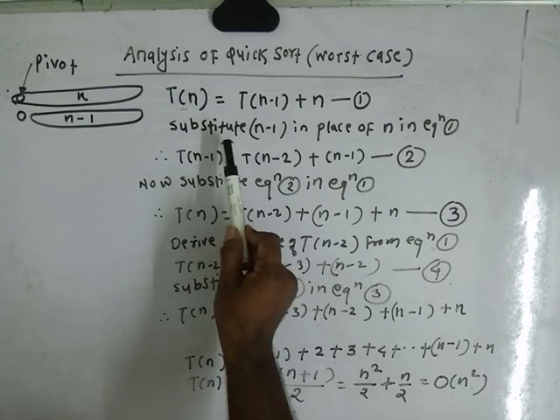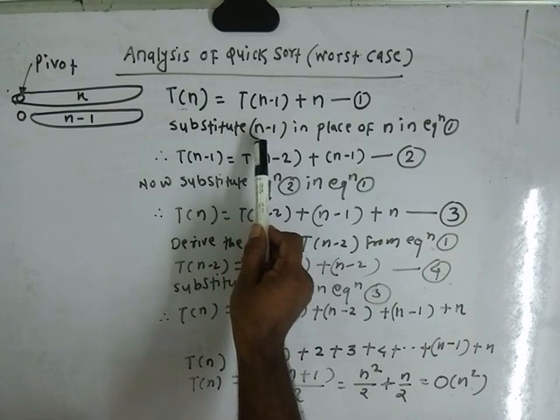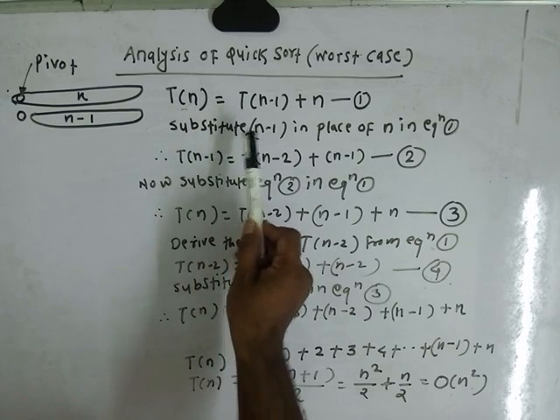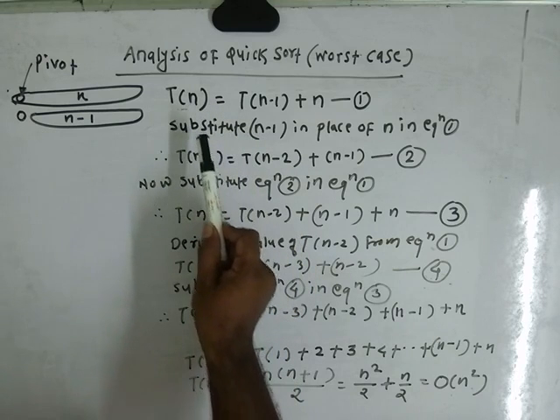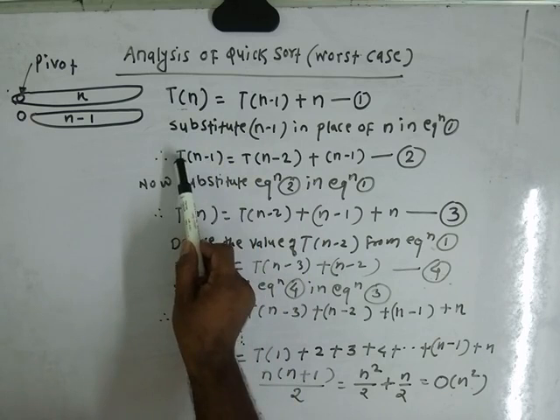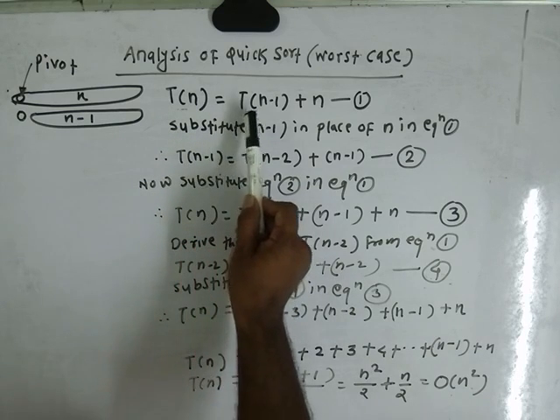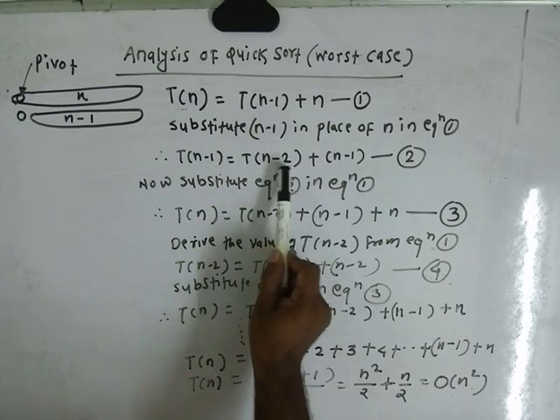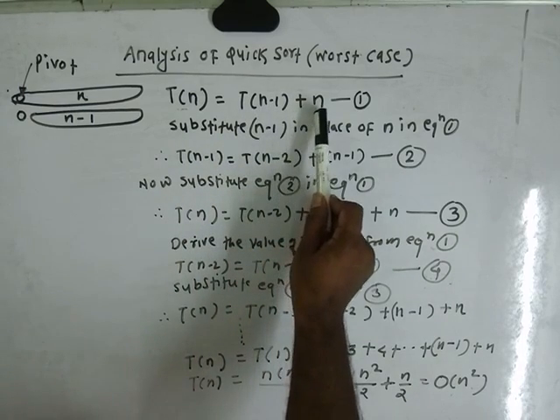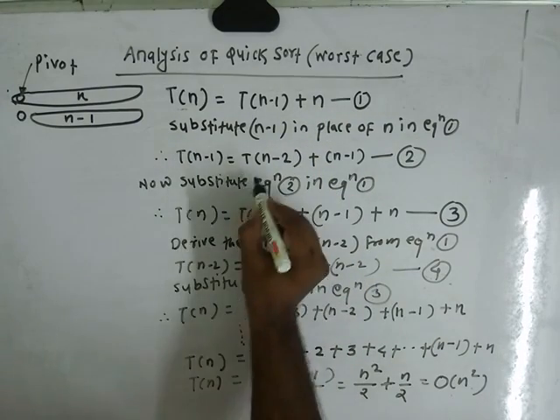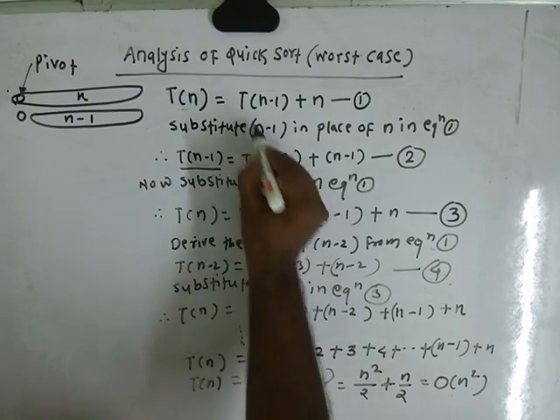So let's substitute n minus 1 in equation 1 in place of n. So if we do the substitution, equation 1 becomes T of n minus 1 is equal to T of n minus 2 plus n minus 1 in place of this n. So we get this. Now we'll substitute the value of n minus 1 in here, right?